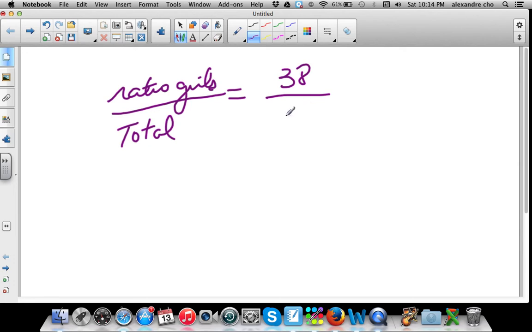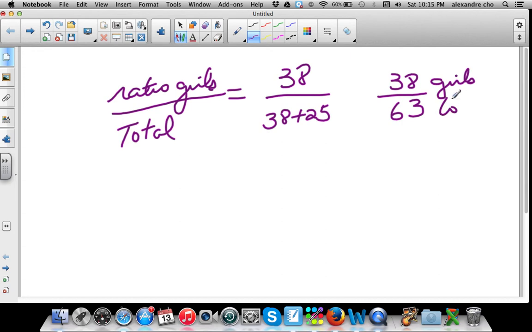Obviously, you add the number of girls and the number of boys, which is 38 plus 25. And you get a total of 38 over, if I'm not mistaken, 63. 38 is the number of girls, and 63 is the total. Okay, so that was question number 1. Very careful. If you did 38 over 25, that's incorrect because it's not asking for the ratio of girls to boys.